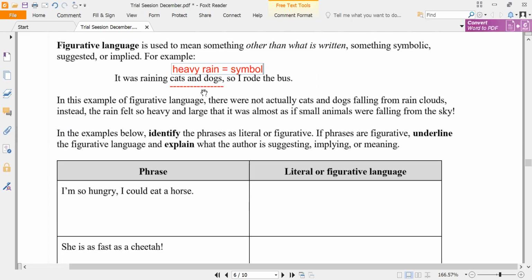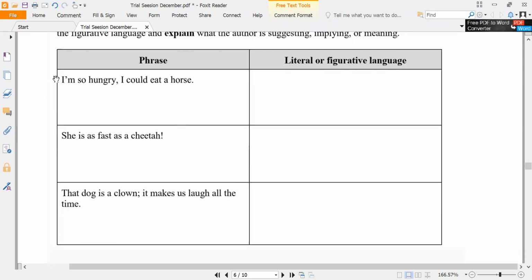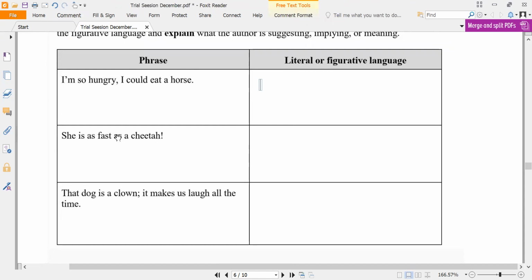In this example of figurative language, there weren't exactly cats and dogs falling from rain clouds. Instead, the rain felt so heavy and large that it was almost as if small animals were falling from the sky. Perfect. Here's a practice to do to identify if each phrase or expression is literal, so it's real, or figurative, so it's unreal. Okay.